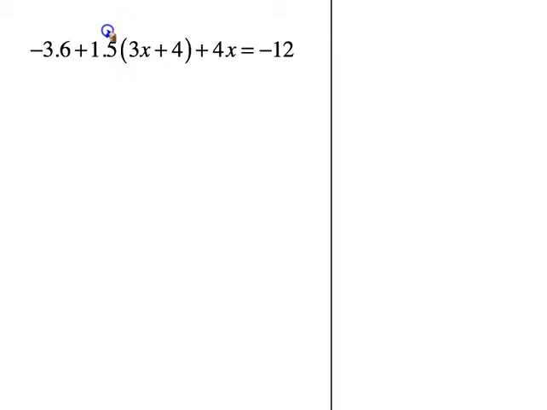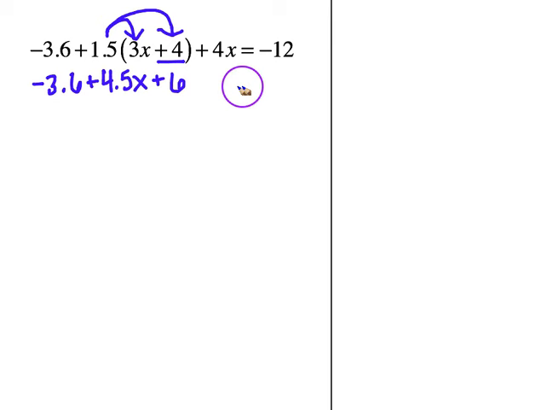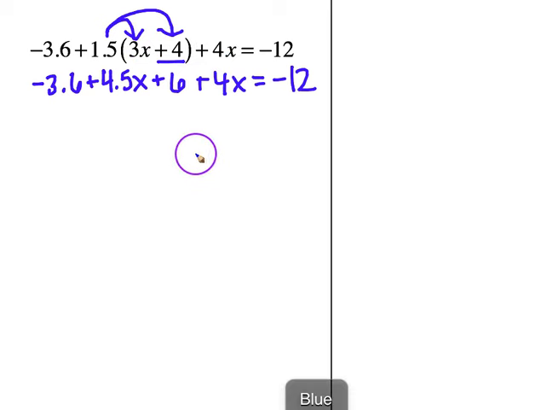So here I'm going to go ahead and distribute 1 5/10 times 3x, which is going to give me 4 5/10 x. Then I'm going to distribute 1 5/10 to a positive 4, which is going to give me positive 6. Now all I have to do is bring every other term down that wasn't used, so negative 3 6/10. And then I'm going to add 4x equals negative 12. So I went ahead and distributed. Next step would be to combine like terms.